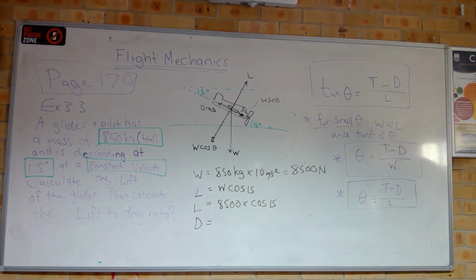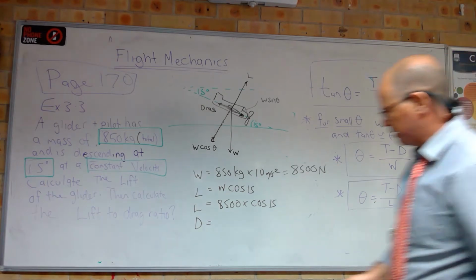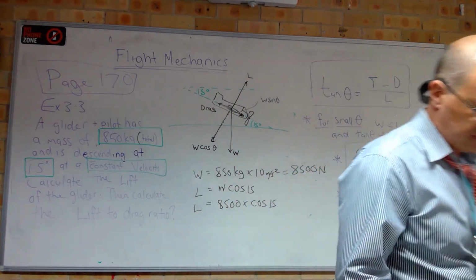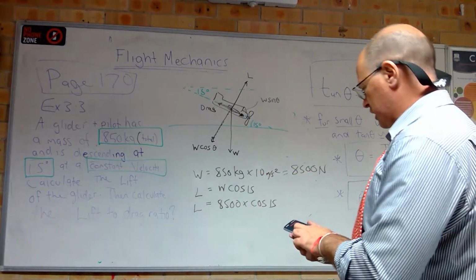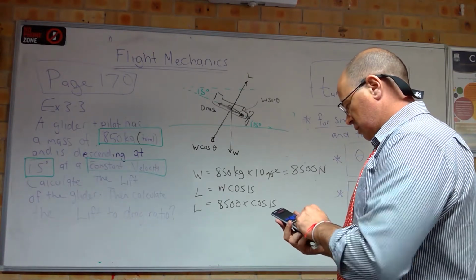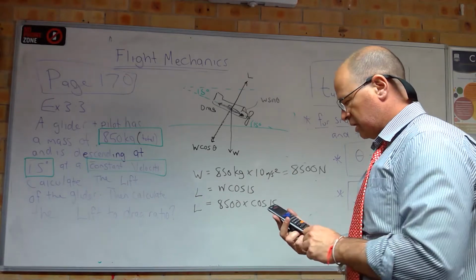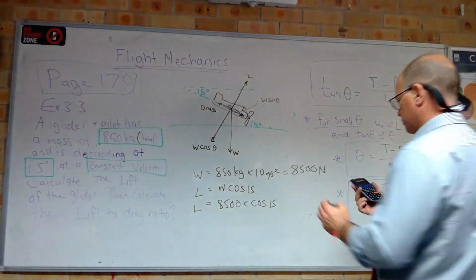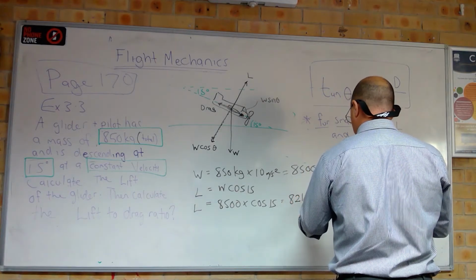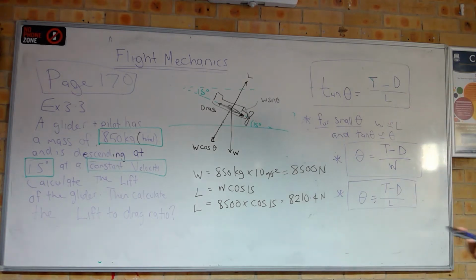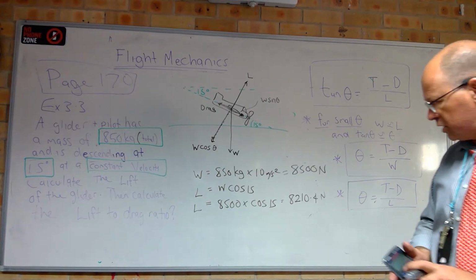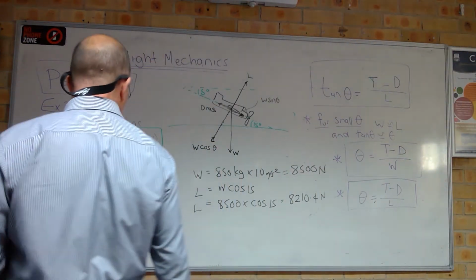So, 8,500 times cos 15 degrees. So we get out our trusty calculator and we say 8,500 times cos 15, and we end up with 8,210.4 newtons. You could turn that into kilonewtons if you wanted, but that's your answer, okay? Then they said, and then calculate the lift to drag ratio, okay?